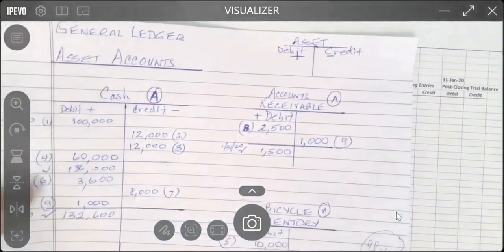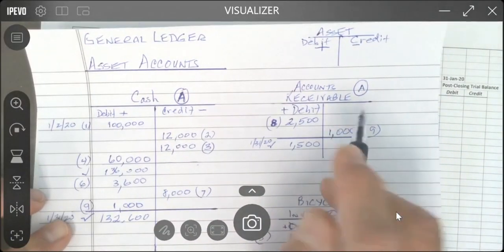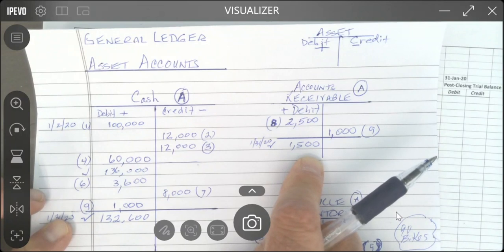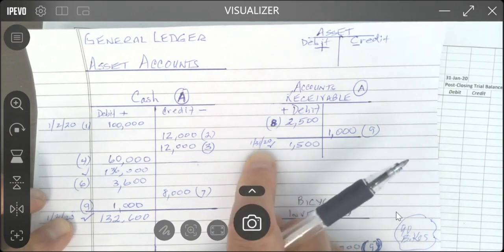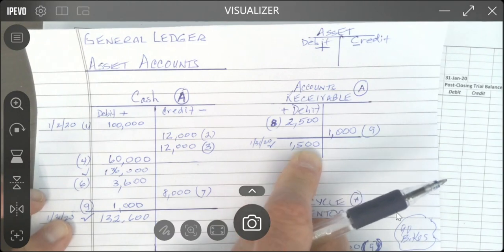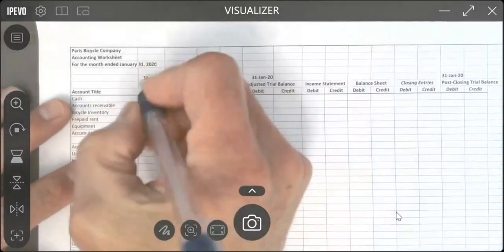Accounts receivable. I added this one up, and at the end of the month, we are owed $1,500 by the customer that we sold to. You remember that was that two-wheel tour company. And so at the end of the month, that balance, and again, that check mark means this is a balance, is $1,500. So we add that.